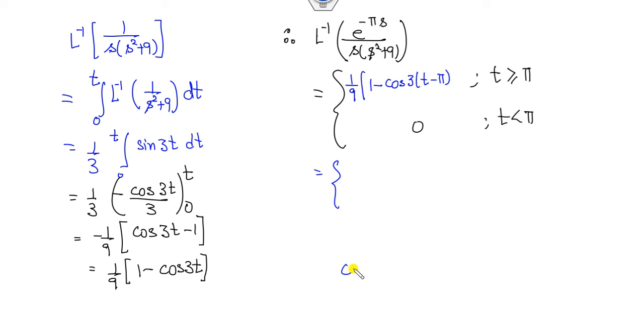So this value is 3t minus 3 pi, which can also be written as 3 pi minus 3t, because cos of a negative angle is the same as cos of the positive angle. In which quadrant does it lie? 2 pi plus pi is 3 pi, so it lies in the second quadrant, and in the second quadrant cos will be negative. It is negative cos 3t. So this number will be 1 over 9, 1 plus cos of 3t.